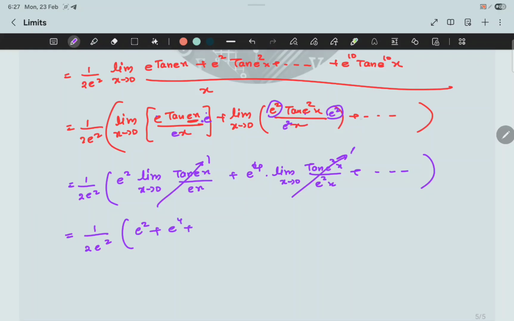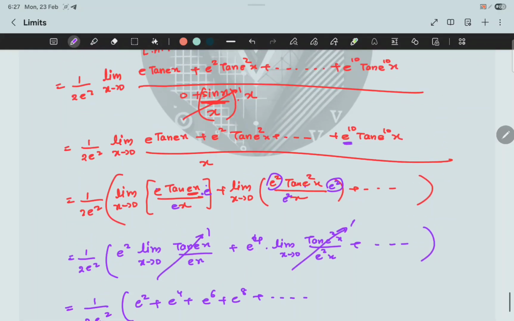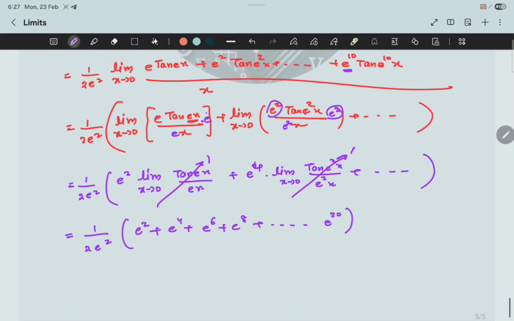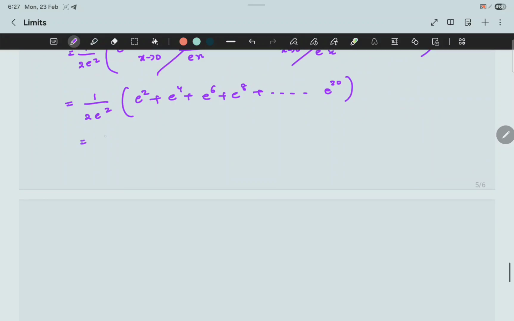The next term should be e cube into e cube, so it should be e power 6, plus e power 8. And what should the last term be? It should be e power 10 into e power 10, so e power 20. I hope you are with me. Now we can take e square common from the numerator and cancel it. So we will be left with 1 plus e square plus e power 4, and the last should be e power 18.